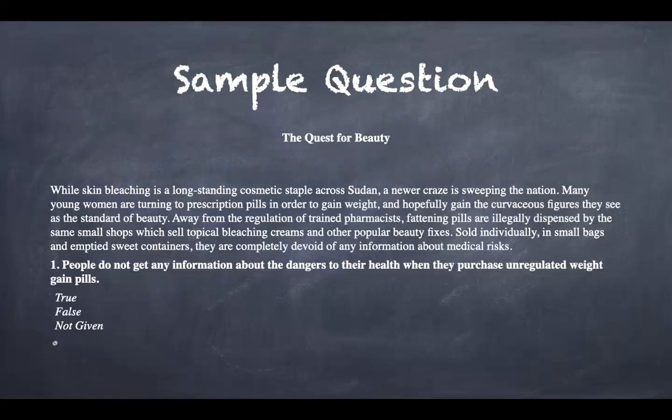Now, this is the second question. People do not get any information about the dangers to their health when they purchase unregulated weight gain pills. So you have to read the statement. The statement is people do not get any information. So read the passage and see whether it is telling that people get information, or that people do not get information about the dangers to their health when they are buying these particular pills. You should always read the question first and then only go to the passage.